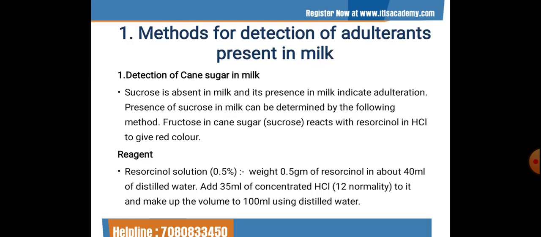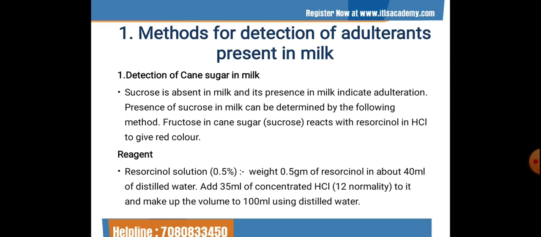Taking the first, to detect various types of adulterants present in milk. Adulterants are the compounds which are usually mixed with the particular food material in order to gain some type of profit. So these are the impure substances that are mixed with the pure substances.